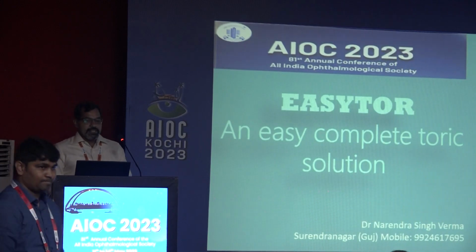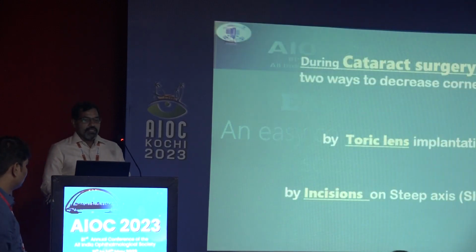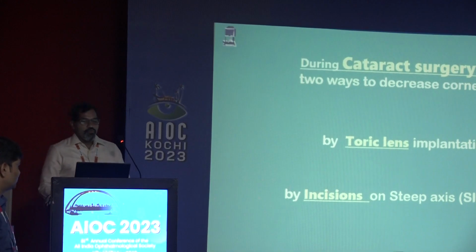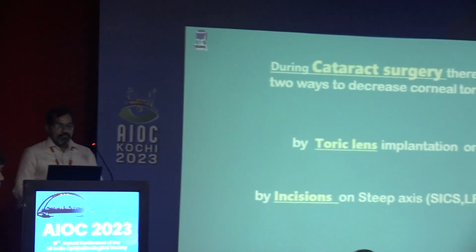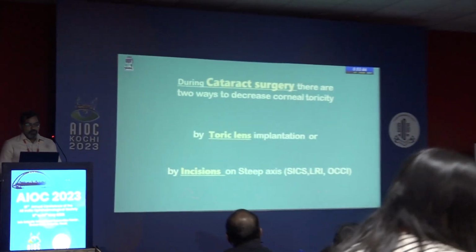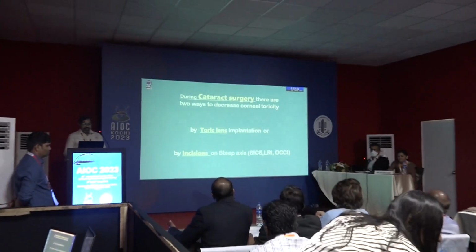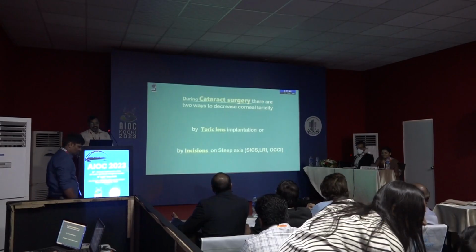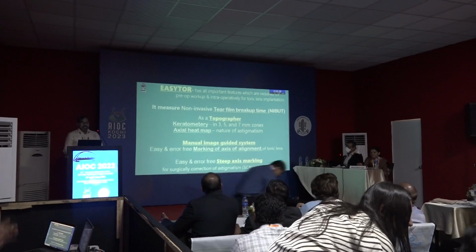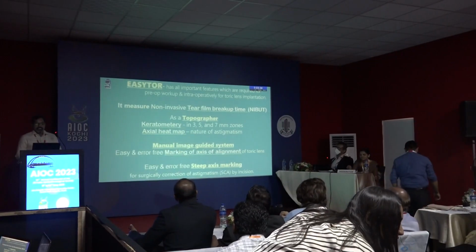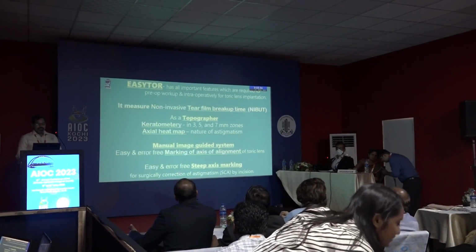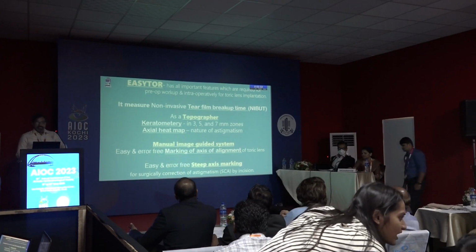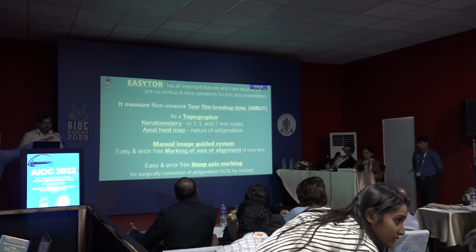EASYTOR, an easy complete toric solution. During cataract surgery, there are two ways to decrease corneal toricity: by toric lens implantation or by incision on the steep axis, which may be SICS, LRI, OCCI, etc. EASYTOR has all important features which are required for preoperative workup and intraoperatively for toric lens implantation.